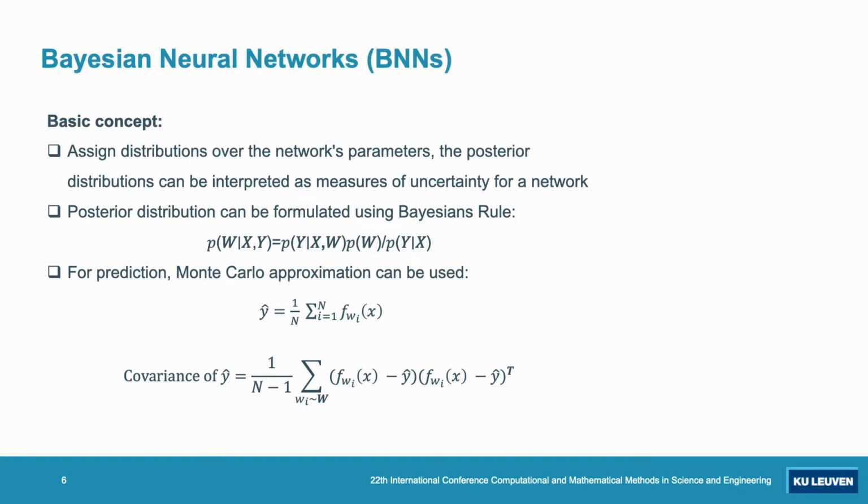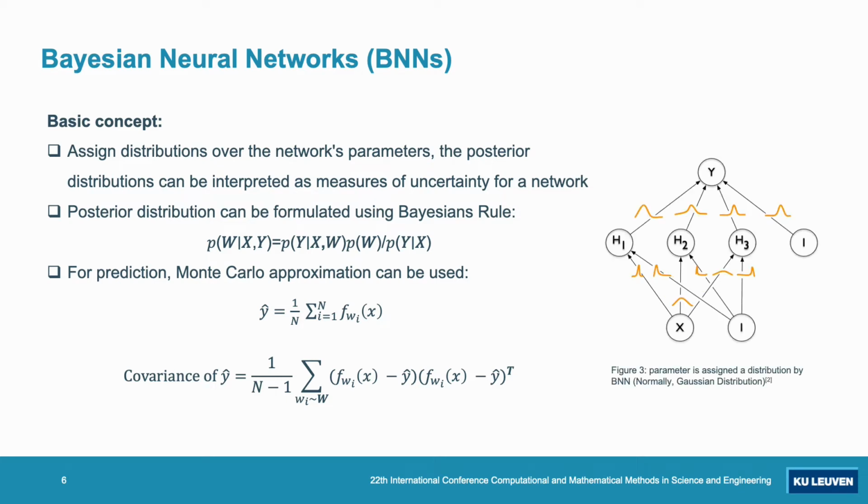Bayesian neural network is a well-established and widely used approach to epistemic uncertainty in neural networks. In Bayesian neural networks, the model parameters are represented by probability distributions, like shown in this figure. Normally, Gaussian distributions are widely used. The basic idea of Bayesian neural network is that first we assign a prior distribution over the parameters, and the objective of training a Bayesian neural network is to find the posterior distributions based on the training data.